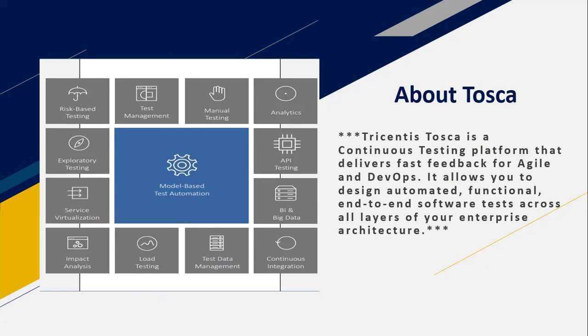It allows you to design automated and functional end-to-end software test cases across all layers. All layers means that in Tricentis Tosca itself, we can perform manual testing. Yes, that is possible. We can perform automated testing, yes, API testing, database testing, continuous integration. You can see all these phases are added here: manual testing, API, big data, continuous integration, test data management, load, impact, service visualization, exploratory testing, risk-based testing, test management. So these all are the enterprise architecture.